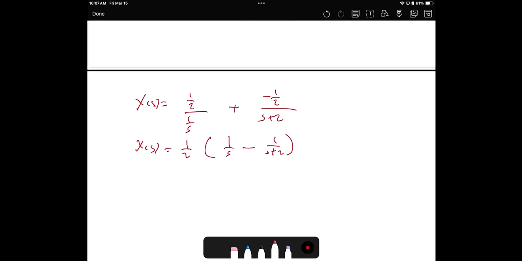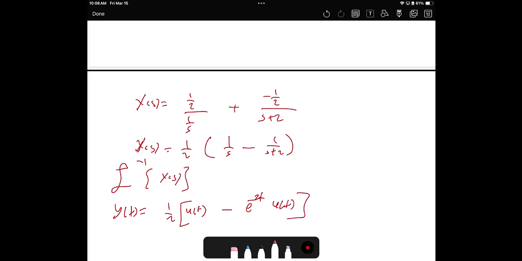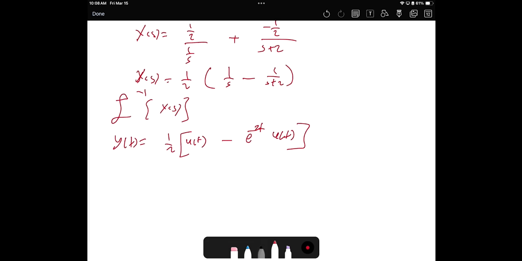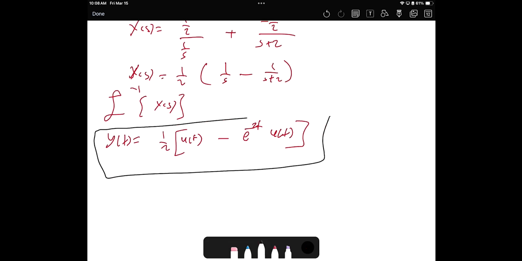Now I'm ready to do the Laplace inverse. Let's do the Laplace inverse of y of s. So this yields y of t. It will be 1 half. 1 over s is actually u of t. Then minus 1 over s plus 2. This is e power negative 2t u of t. Right? This is according to the table. You can go back to the table and see. Then that's it. This is the output, or this is the function. Then box your final answer.